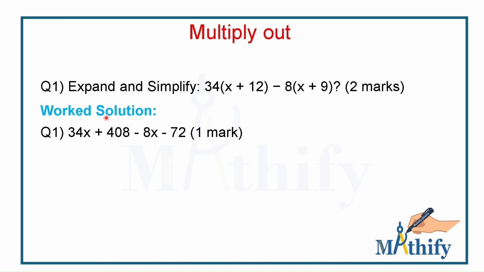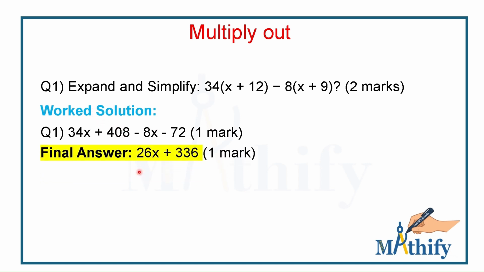Now we're going to simplify these together. So 34x minus 8x, that will give us 26x. 408 minus 72 will give us 336. Our final answer is 26x plus 336. These are your 2 marks secured.